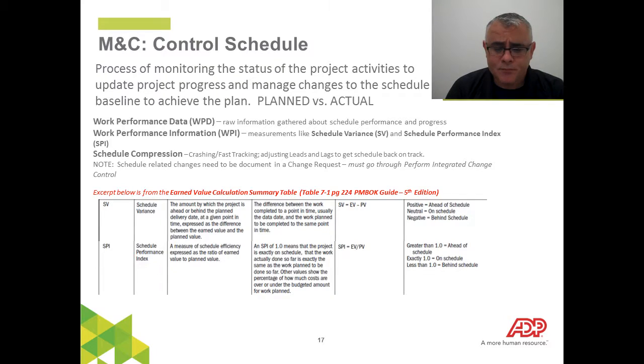We're going to pick that up right here on slide 17. Monitoring and controlling is a process of monitoring the status and controlling the schedule. Because remember, our goal is to make sure we complete our project in a timely manner. Throughout the monitoring and controlling, you're really going to be focused on analyzing what was planned to what's actually happening. Okay, so there's going to be some formulas here. I've outlined them for you.